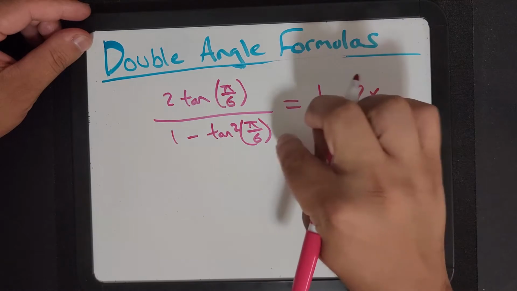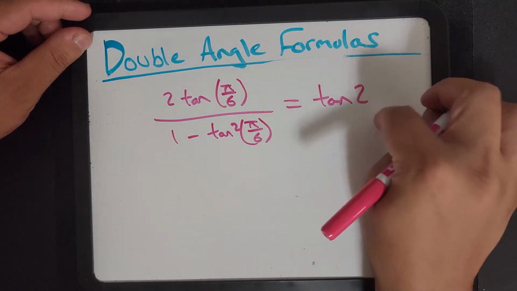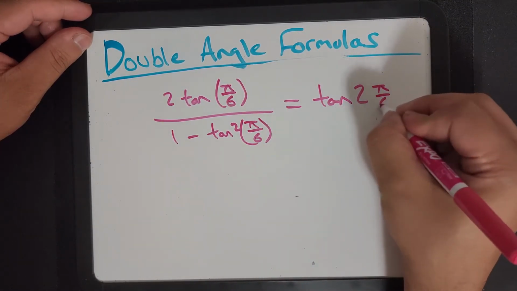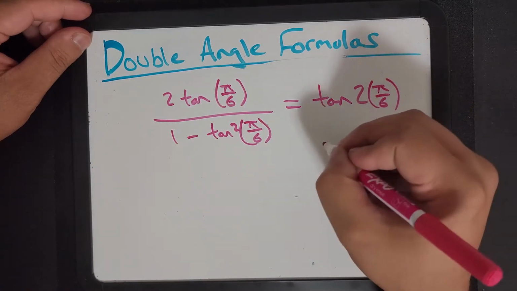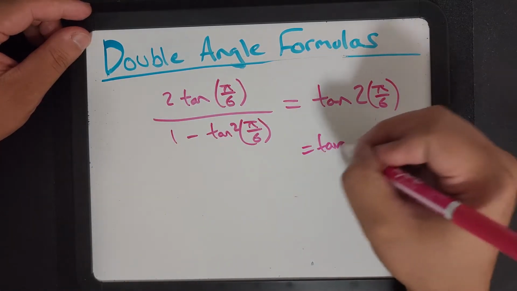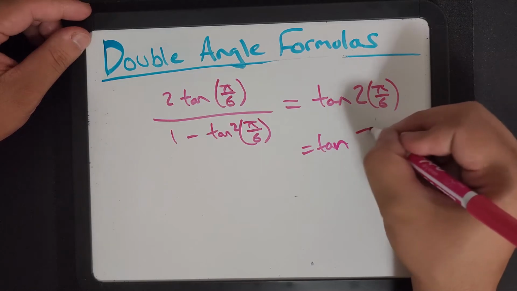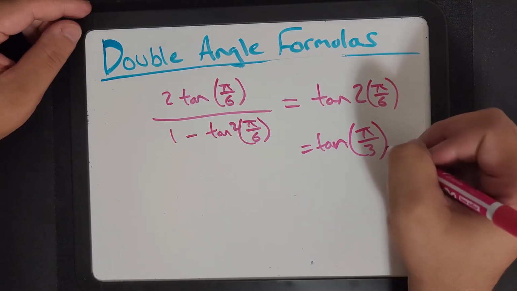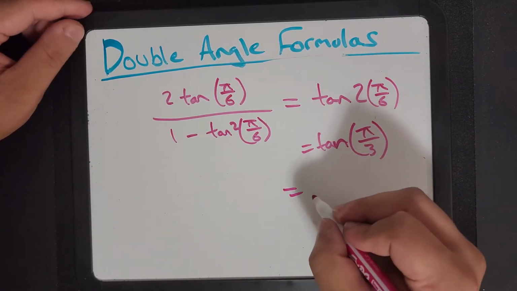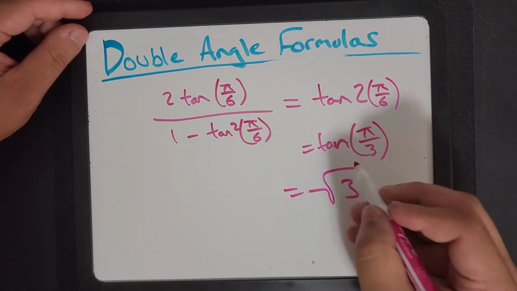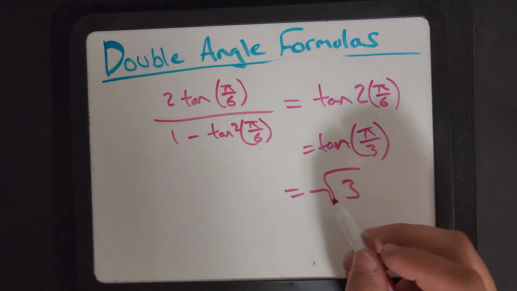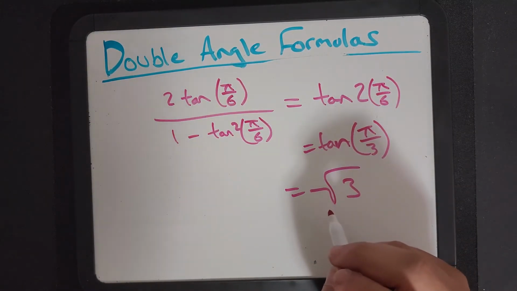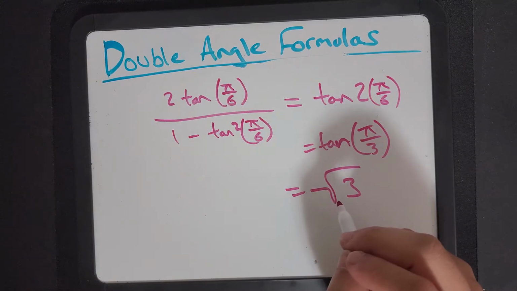So, x being what's in the bracket there, so pi over 6, equals tan of pi over 3. And we all know that tan of pi over 3 is obviously root 3, because we're so in tune with our trigonometry.